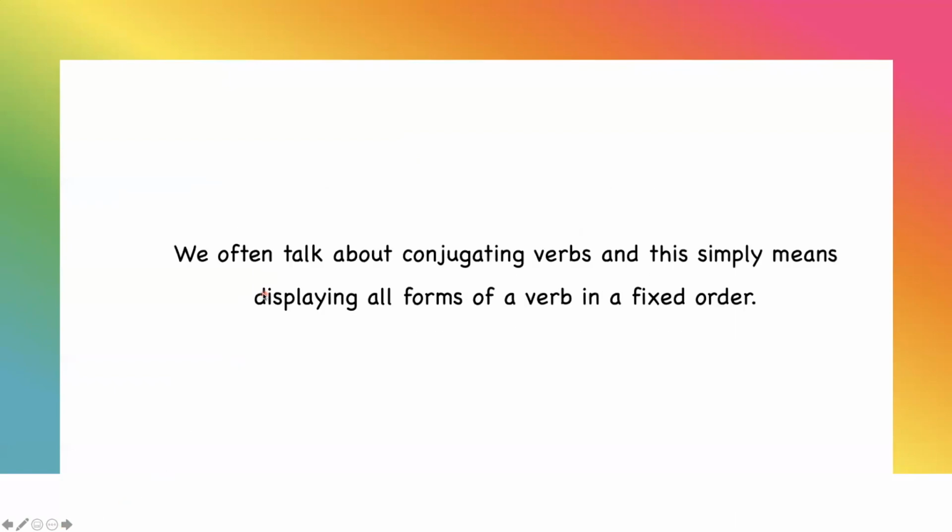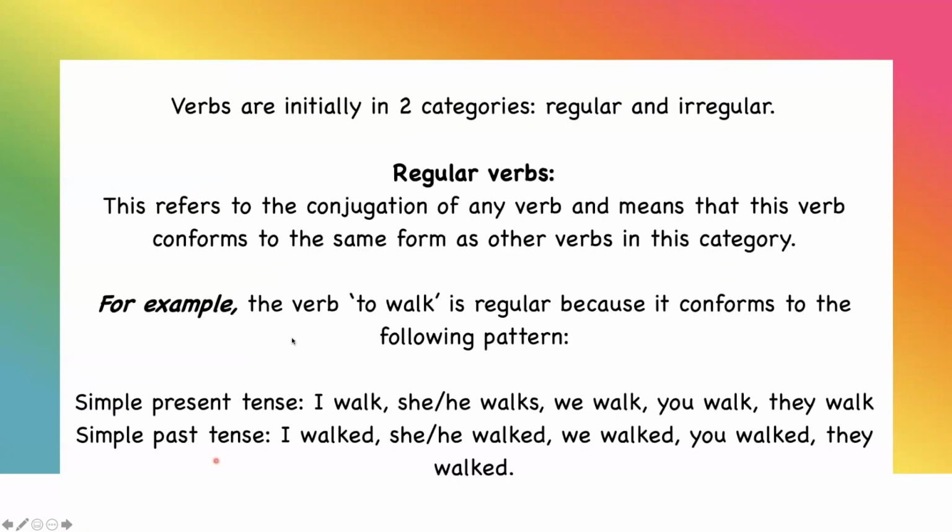We often talk about conjugating verbs, and this simply means displaying all forms of a verb in a fixed order. Verbs are initially in two categories, regular and irregular. Regular verbs refers to the conjugation of any verb and means this verb conforms to the same form as the other verbs in this category.